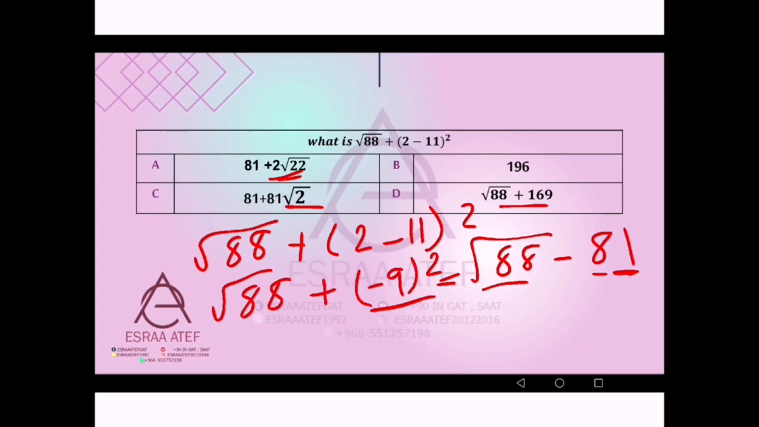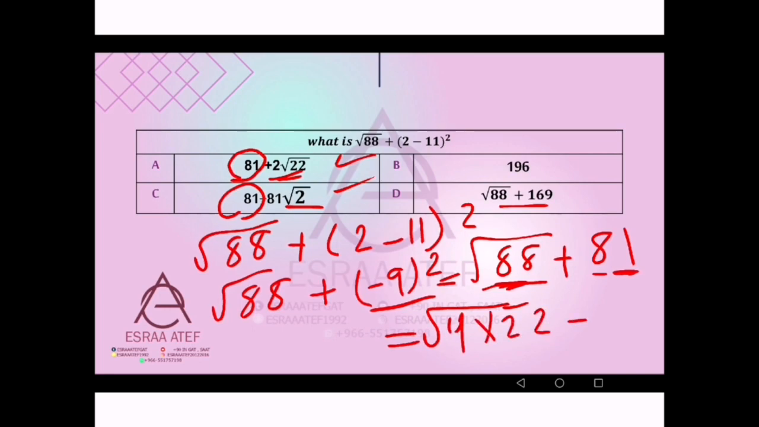Here it's a plus. We have here 81 plus here and here. So we should convert this one to one of them. 88 we can make it 4 times 22, plus 81. The square root of 4 will be 2, and we have a square root of 22 under the root, and we have 81, which is the same answer like A.